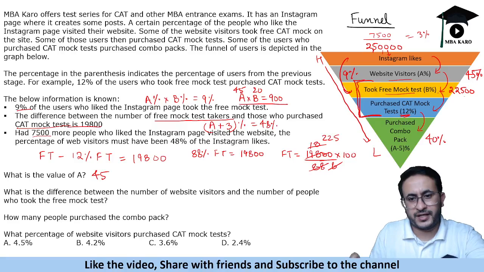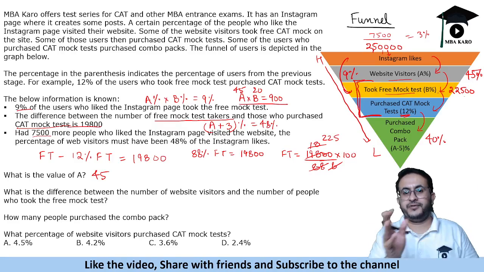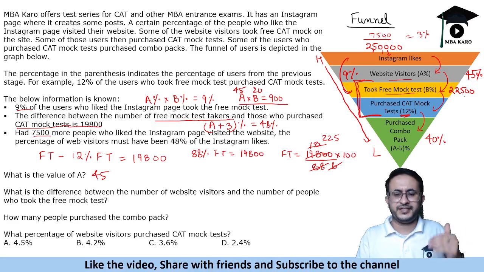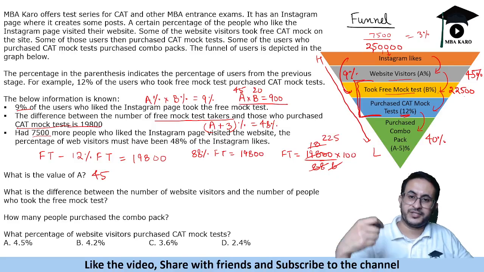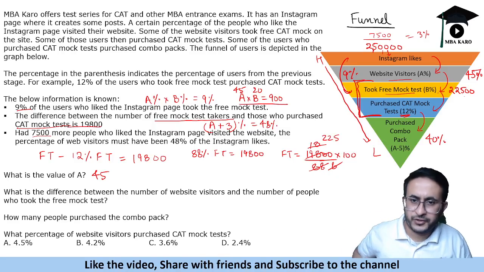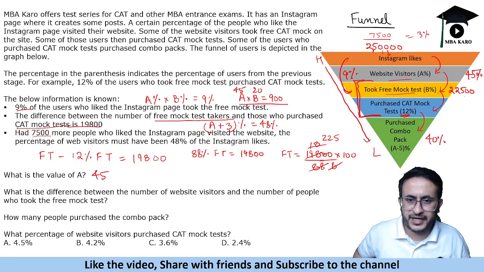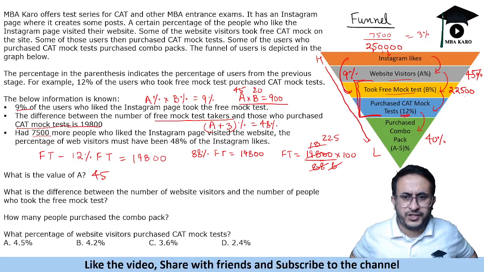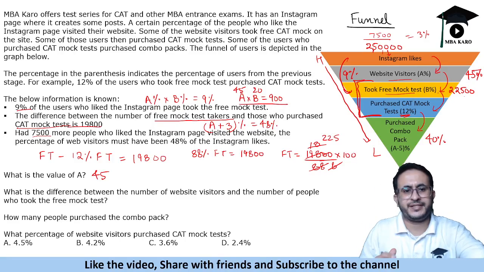So now we can answer the remaining questions of this set. Okay, so this is how we will solve it. So some calculations involved and understanding the data set. Okay, so there are Instagram likes, 45% of them visited the website, 20% of website visitors took the free mock test, then 12% of them purchased the CAT mock test, then 40% of them purchased the combo pack. So we will calculate the information that is needed. Okay, so A is calculated.